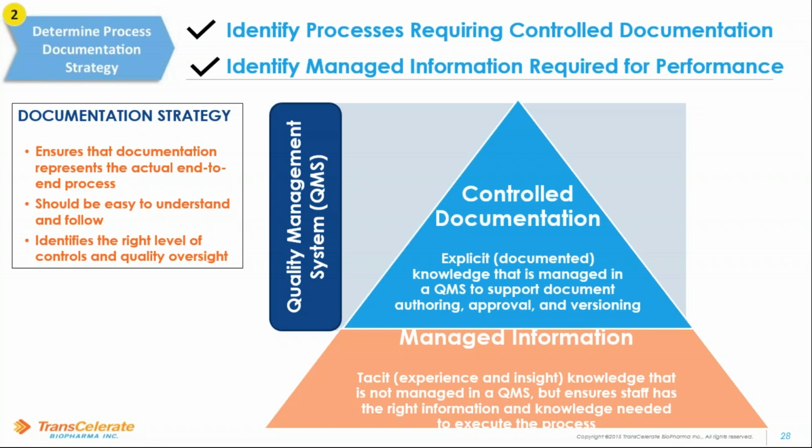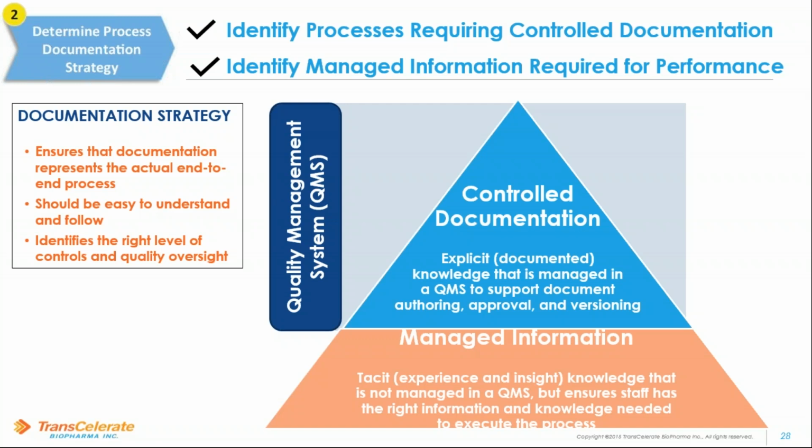Next slide, please. Thank you. The first step in determining an effective documentation strategy is to review the process maps, process risk, and quality objectives to determine which processes require controlled documentation versus managed information. Generally, the level of controlled documentation for any clinical development process should be commensurate with the risks of the activity and the significance of the activity to achieving quality objectives and meeting stakeholder requirements.